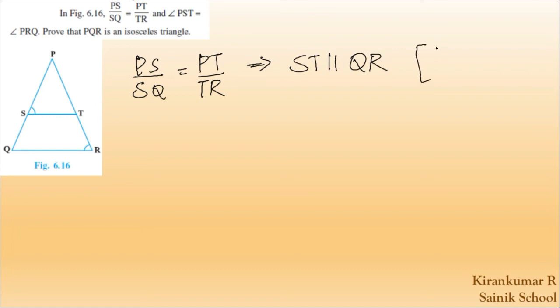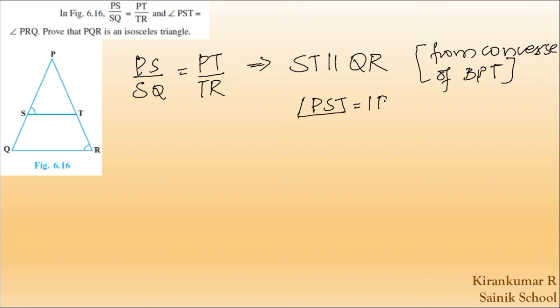The reason is from converse of basic proportionality theorem. When the lines are parallel to each other, we can get the corresponding angles. Angle PST will become equal to angle PQR. These two angles will be corresponding angles. But angle PST, they have given it as equal to angle PRQ.